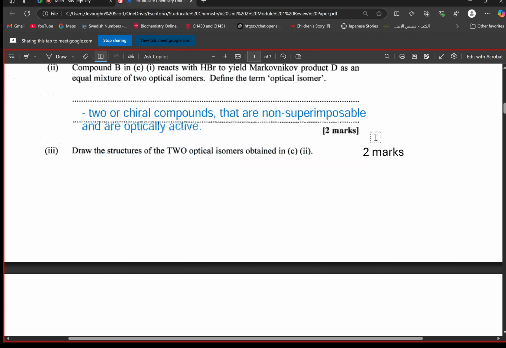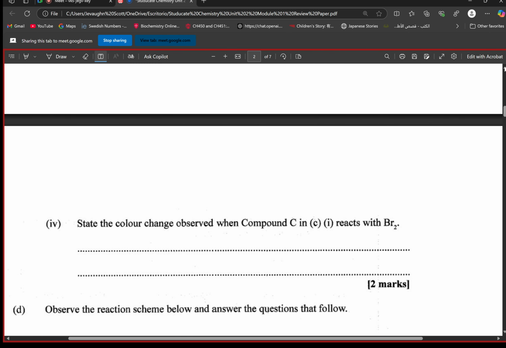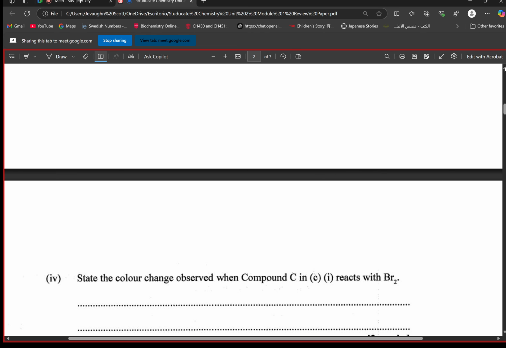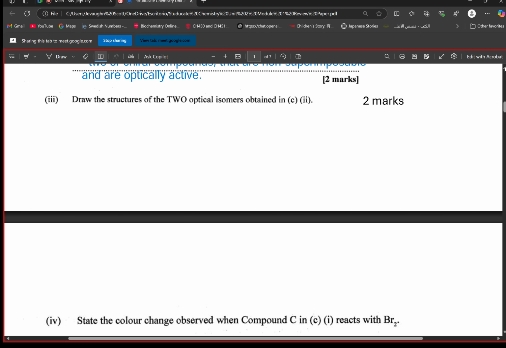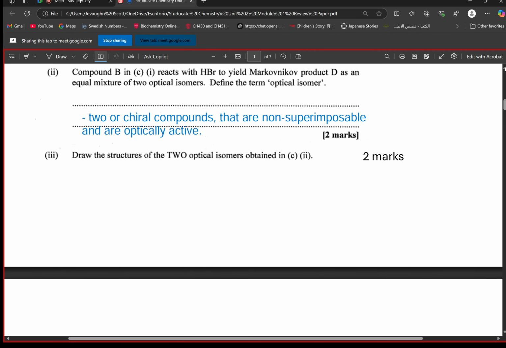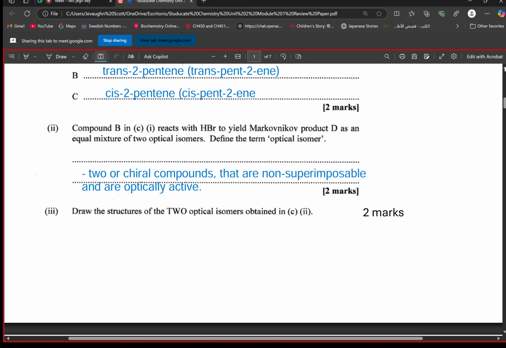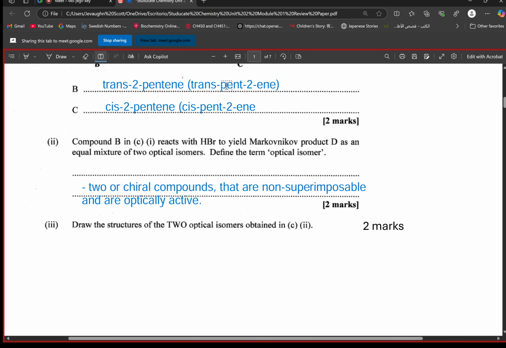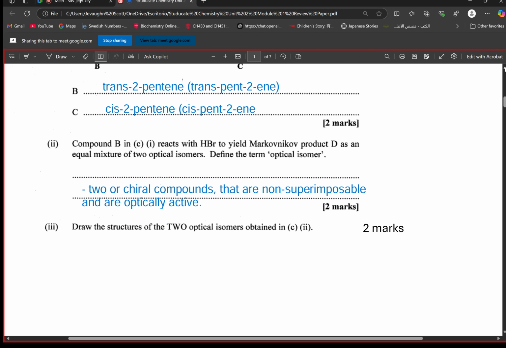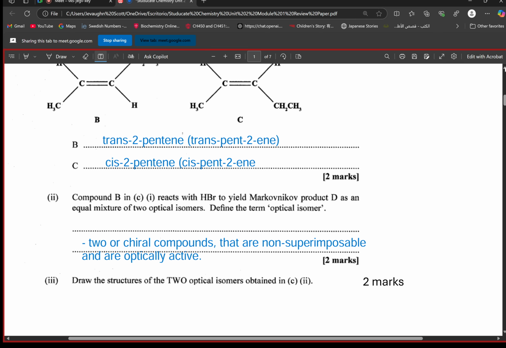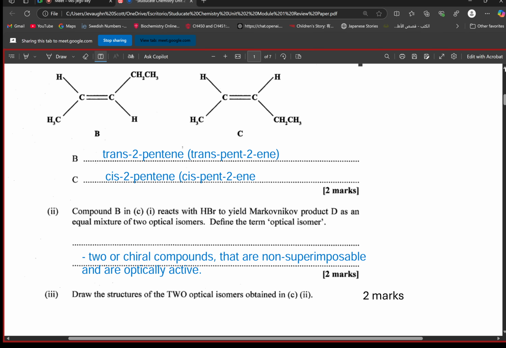Draw the structures of the two optical isomers that we were referring to. Let me scroll up a bit more. So we have the two compounds as up there. We say compound B reacts to yield a Markovnikov product D. So we must react trans-2-pentene with hydrogen bromide to yield the Markovnikov product. Wait, no, just the Markovnikov product, and then use two isomers to get that. So what would be the answer to this? How do we draw the Markovnikov product for D?